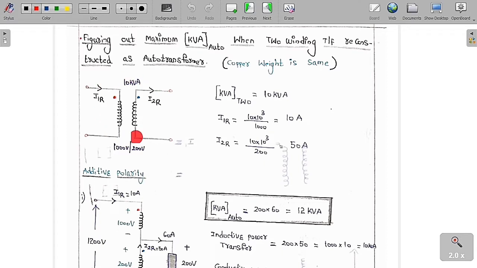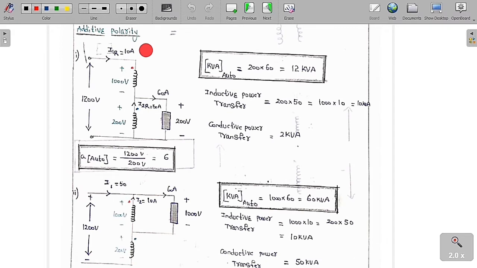Now this is a single phase transformer, with a primary winding and a secondary winding. Let me assume this is a 10 kVA transformer with a voltage ratio of 1000 volt by 200 volt. So the kVA of the two winding transformer is 10 kVA. The primary rated current is 10 kVA by 1000, which is 10 ampere. The secondary winding rated current is 10 kVA by 200 volt, which is 50 ampere. So the rated current of the primary winding is 10 ampere and of the secondary winding is 50 ampere.